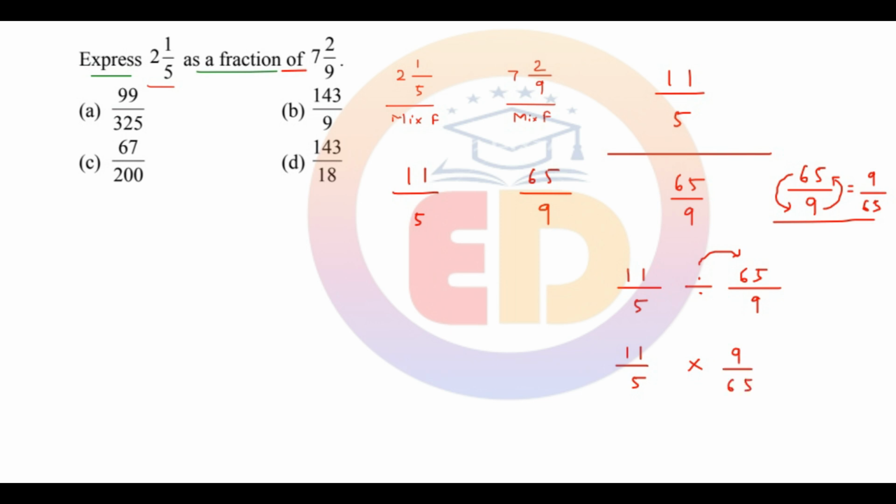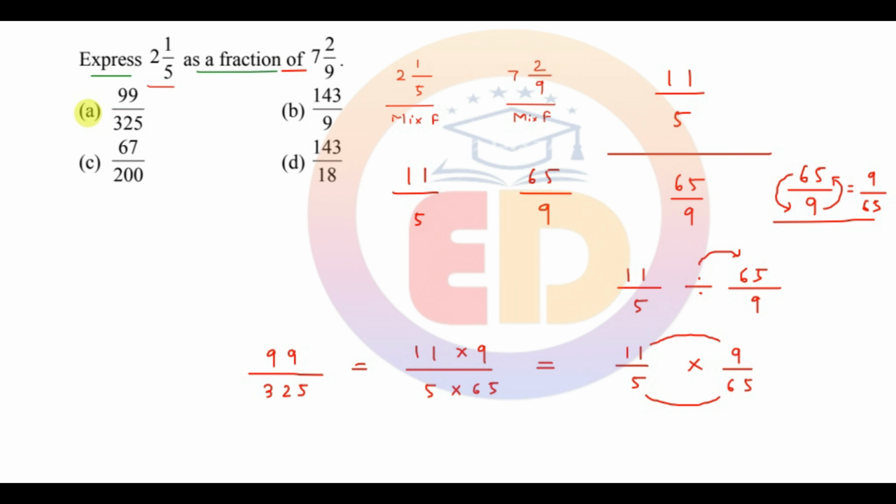Now this is a multiplication of fraction, and multiplication of fraction is very simple. You multiply the numerator and the numerator, 11 into 9, and multiply the denominator with the denominator, 5 into 65. 11 into 9 will give me 99 upon 5 into 65 will give me 325. My answer is option number A, 99 upon 325.